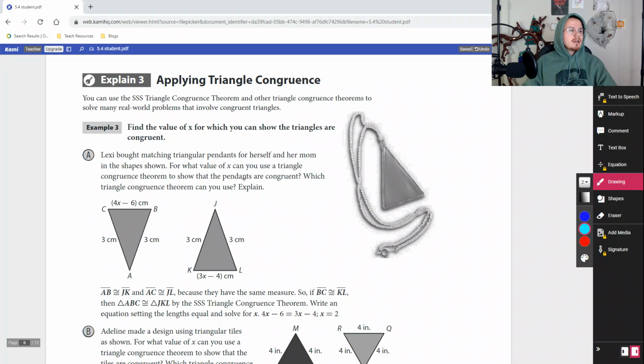Boom, roasted. Alright, so find the value of x for which the triangles are congruent.